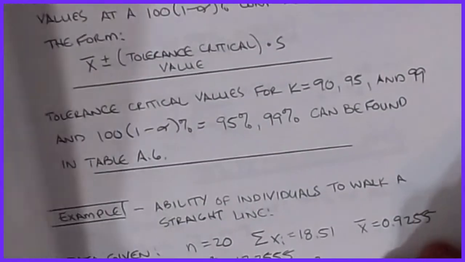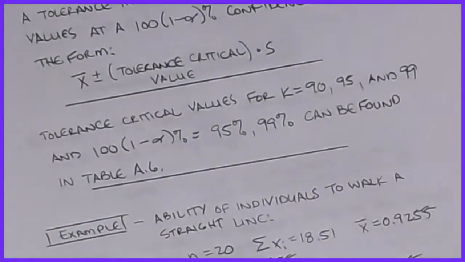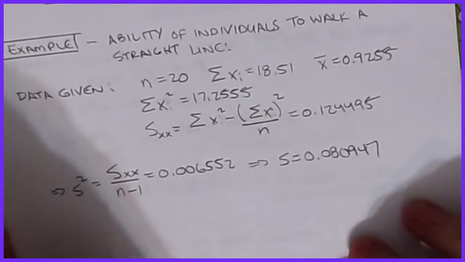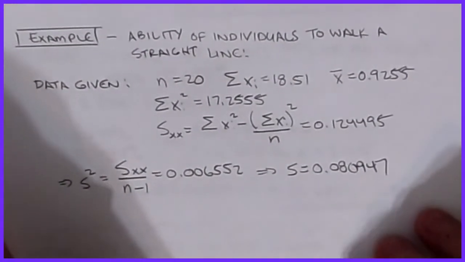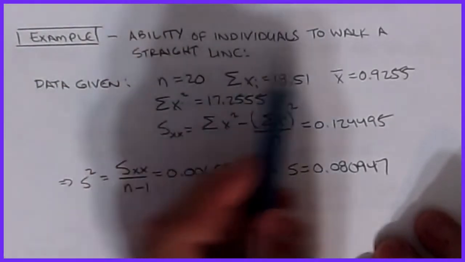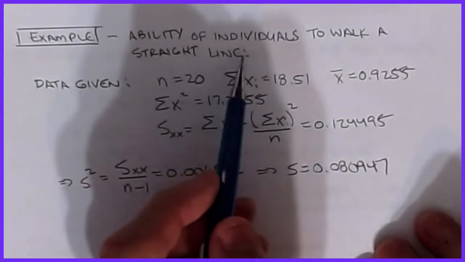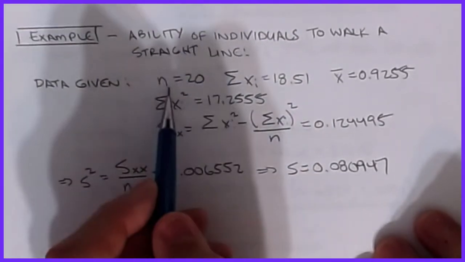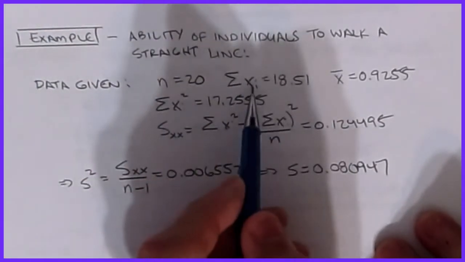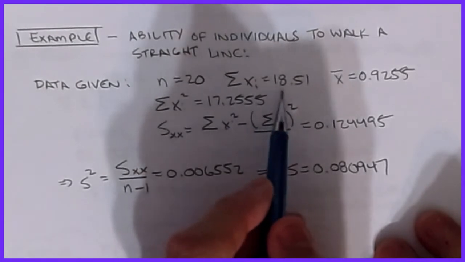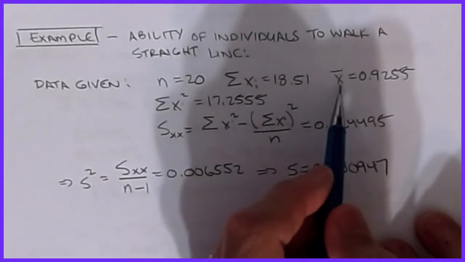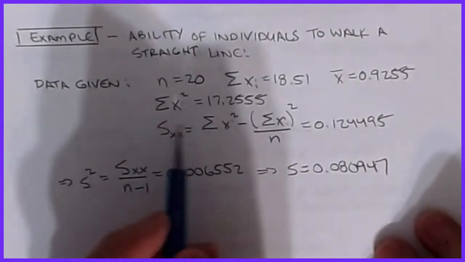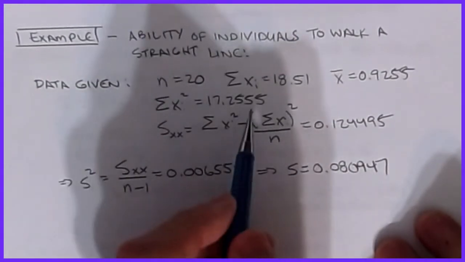Okay, so I've got an example that we'll work here. I'm going to jump down. I'm going to split this video because we're getting a little long, but at least want to get this in here. We have an example of the ability of individuals to walk a straight line. Now, again, I don't know how they're qualifying this, but it's an interesting problem. And the data that we're given is that n equals 20, sum of xi equals 18.51, sample mean is taken as 0.9255, and then they do some math and provide some other data statistics.